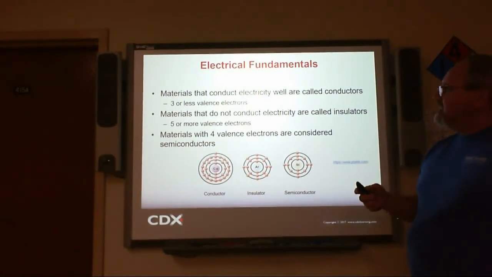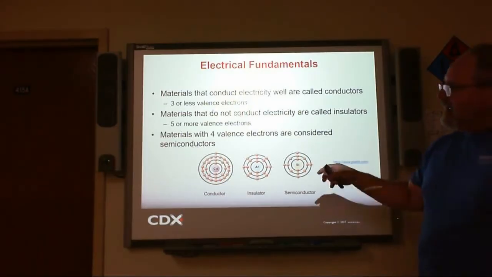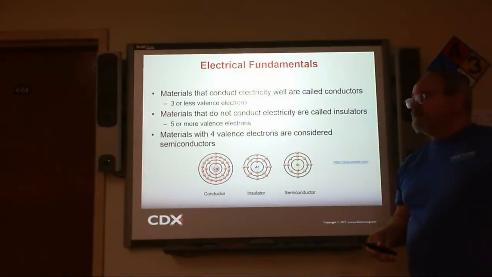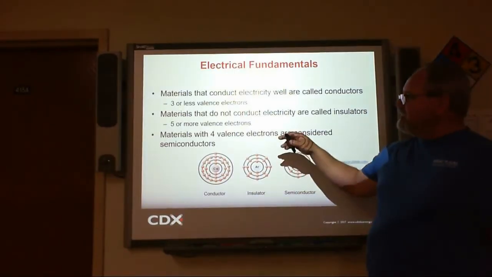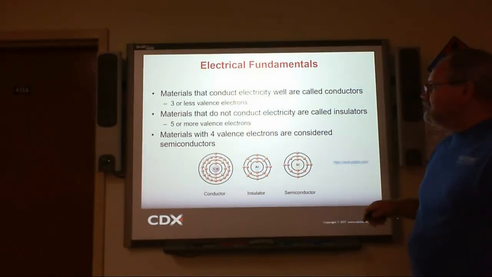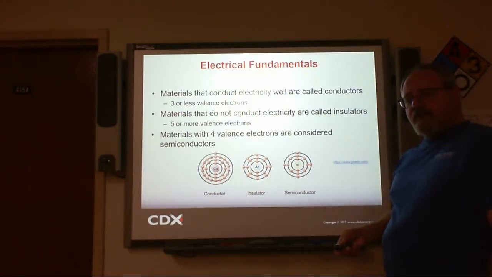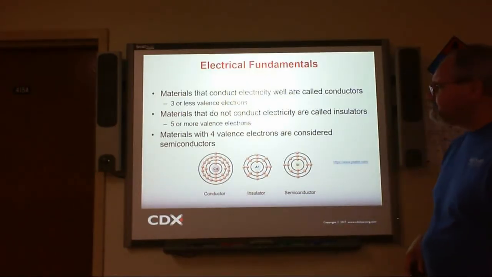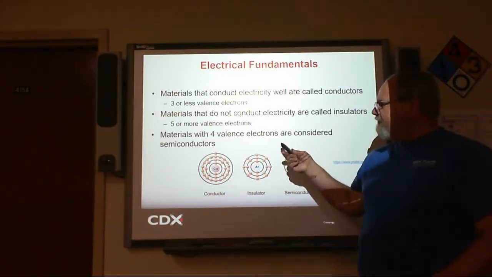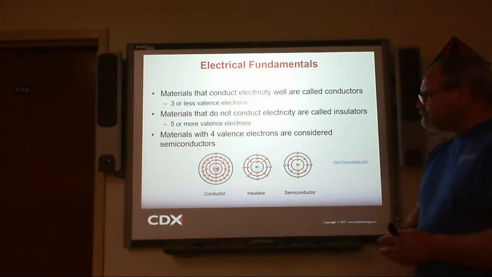Now, materials that conduct electricity well are known as conductors. And they actually have 3 or fewer electrons in their valence shell. Materials that conduct electricity not so well are called insulators. And they have 5 or more electrons in the valence shell. Now that leaves us with a happy medium with 4. Materials that have 4 valence electrons, we refer to those as semiconductors.